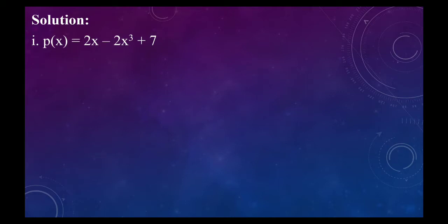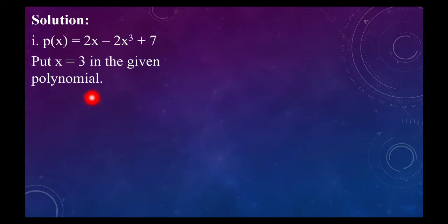So p of x, when we were learning the previous exercise, I have also said how to read this. This is p of x, which means polynomial of x. Why are we writing x here? Because our terms are in x, that's why. Okay. So if the variables are in m, we will write p of m here. If the variables are y, we will write p of y. Okay, don't get confused. Polynomial of x is equal to 2x minus 2x cube plus 7.